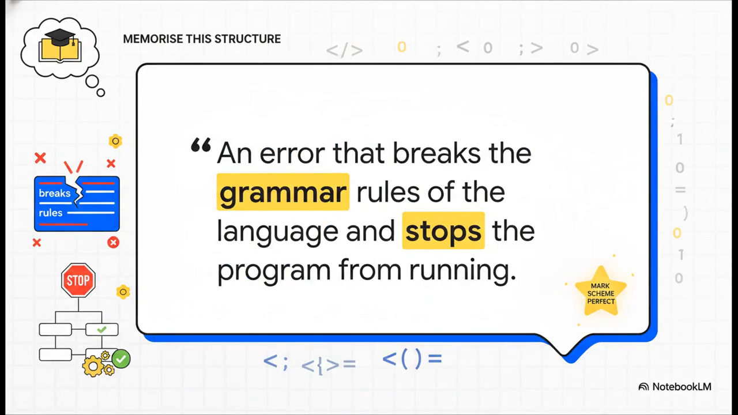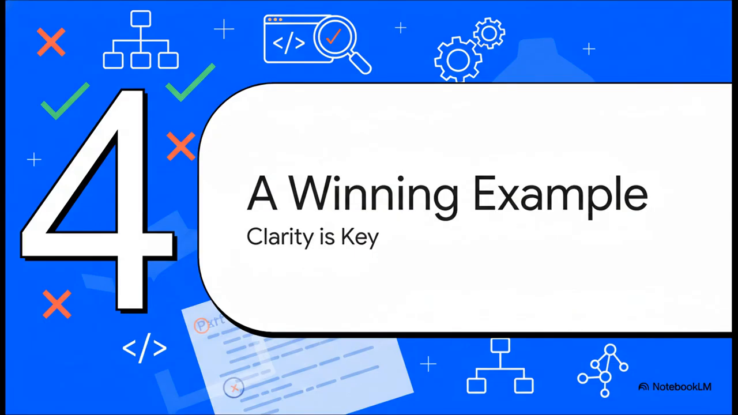And here is what that looks like when you put it all together. Just look at this sentence. It's perfect. It hits the "breaks the rules" part, and it hits the "stops the program" part. This isn't just a good answer. This is a mark scheme perfect answer. If you can remember the structure, that first mark is pretty much in the bag. Awesome. 1 mark down, 1 to go.